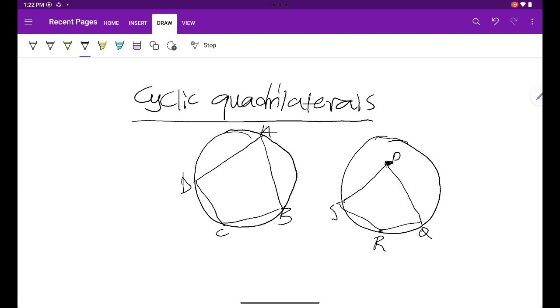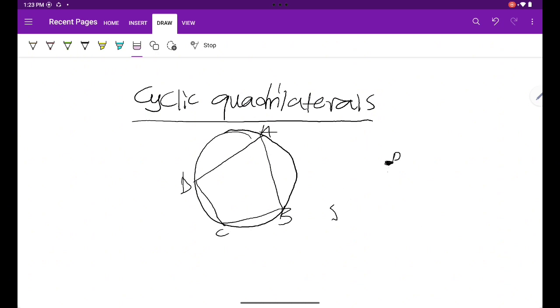Right, so we need to understand. So it must be inside the circle. All the four, like we have our A, B, C, D here, it's a cyclic quadrilateral because all the four vertices lie on the circumference of the circle. Right, so now we are going to look at the theorem about cyclic quadrilaterals.